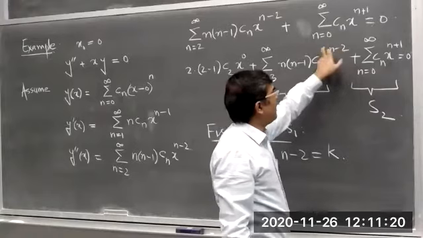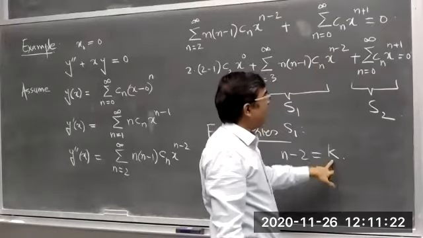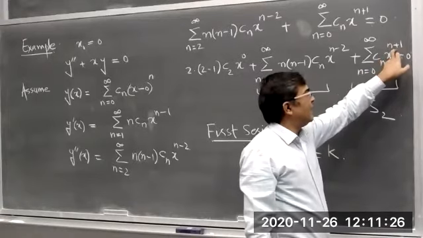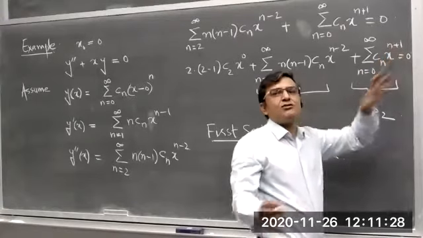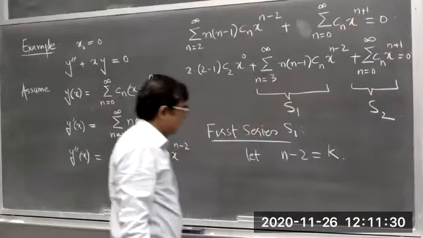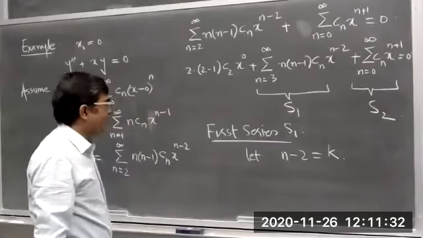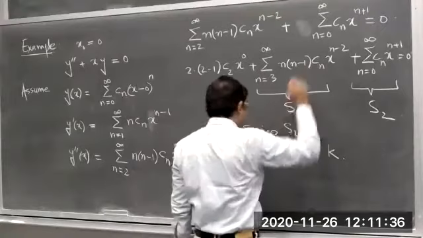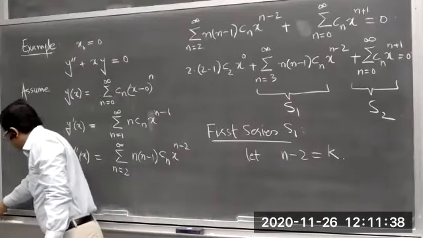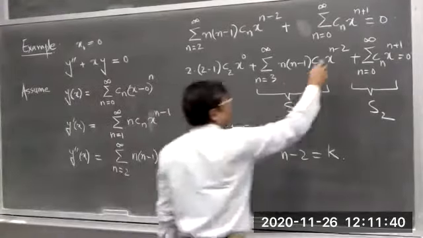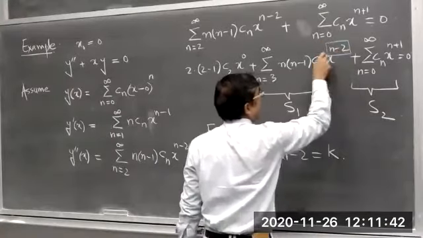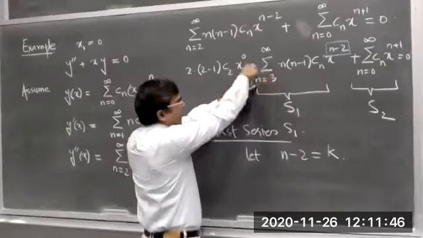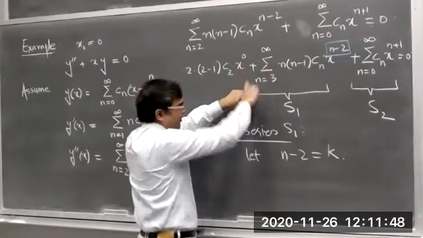We put n minus 2 is equal to some k, and in the next step, we'll let n plus 1 is equal to some other index m. We'll consider it after this. So here we assume that n minus 2 is equal to k. Now we are going to change the index of this summation.